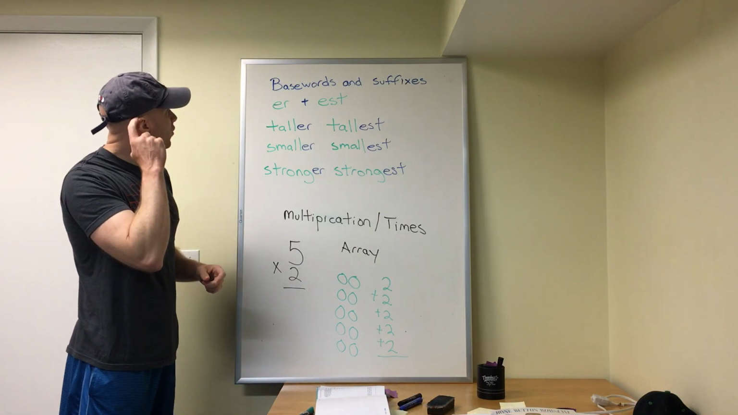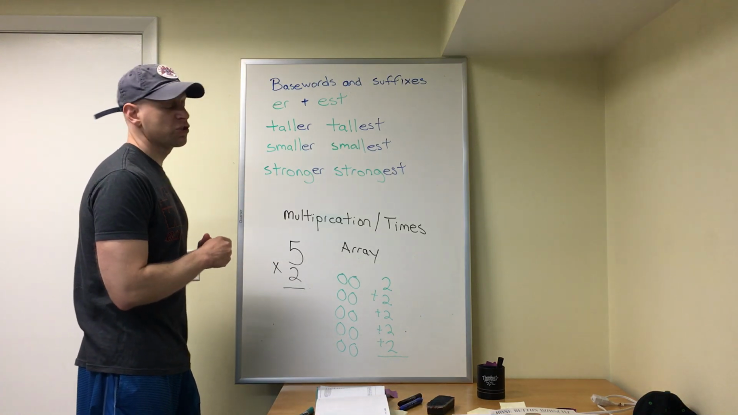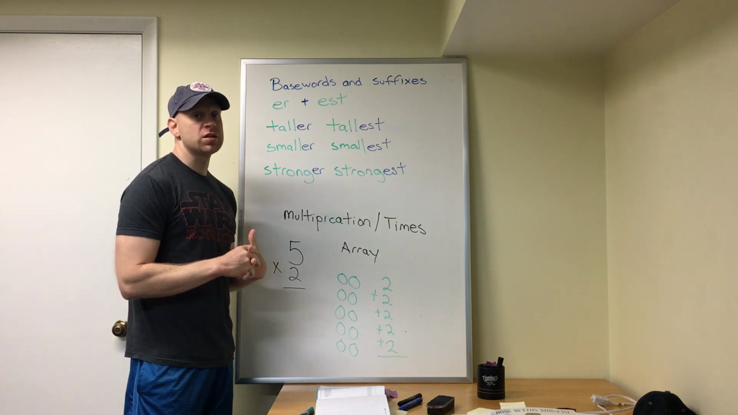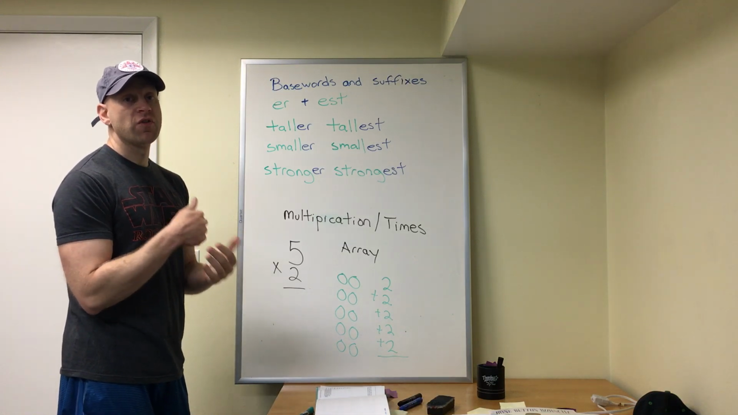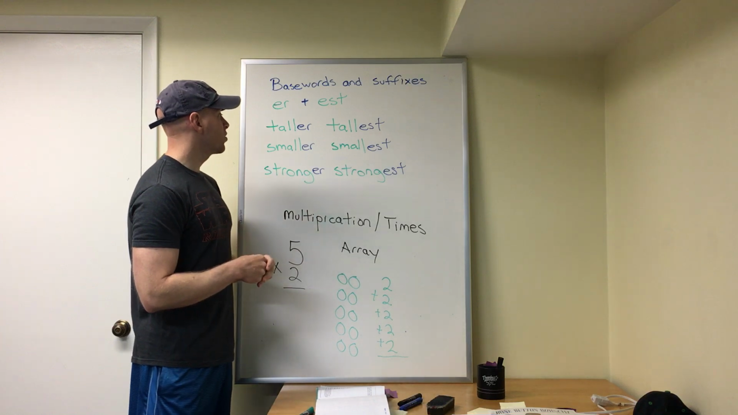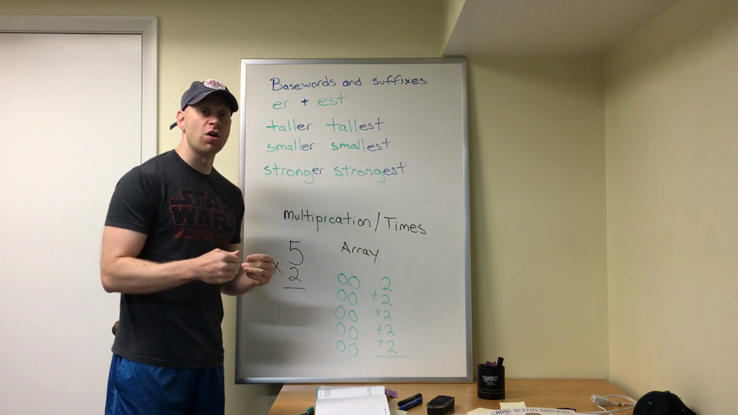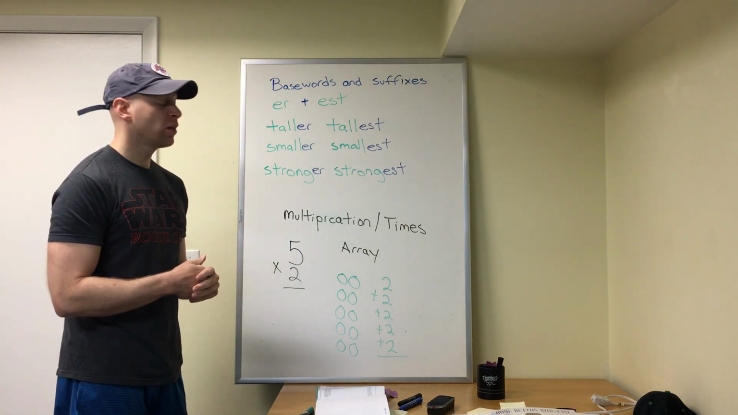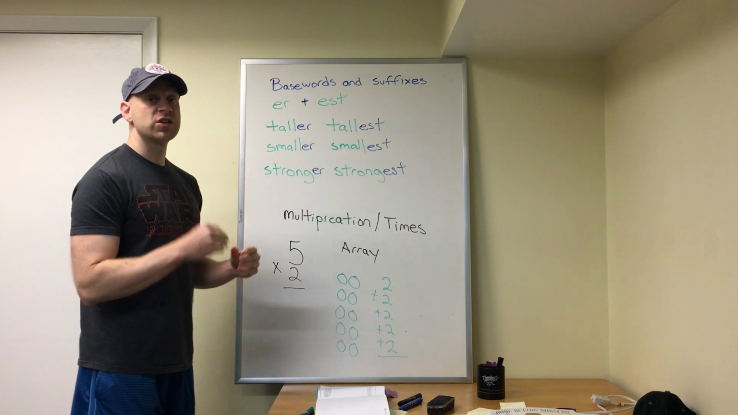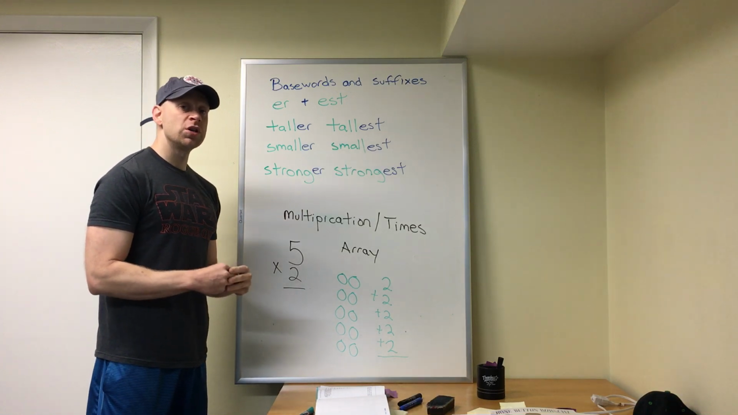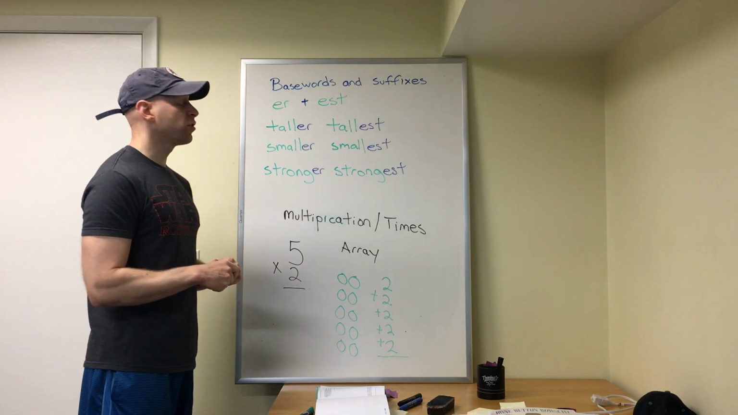So for base words and suffixes, we're going to look at ER and EST. Now, just like the things that we've been looking at, S and ES and ING and ED, ER and EST obviously go at the end of a base word. So we have a few base words here. We have tall, we have small, and we have strong. Now, when we look at ER and EST, those are comparing suffixes.